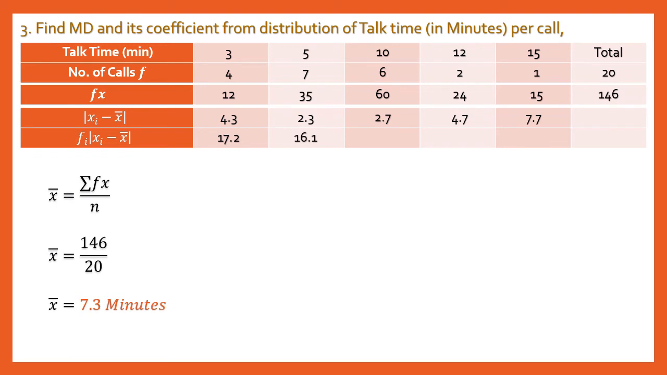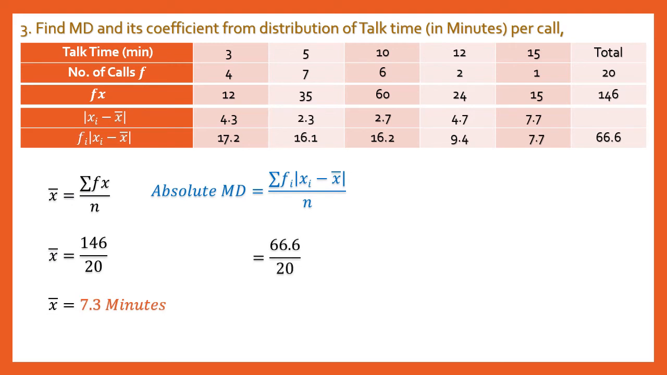17.2, 2.3 multiplied by 7, 2.7 multiplied by 6, 4.7 multiplied by 2, 7.7 multiplied by 1, and you make a total of all these values, that would be 66.6. Next, calculate absolute MD, that is summation Fi modulus xi minus x bar upon n.